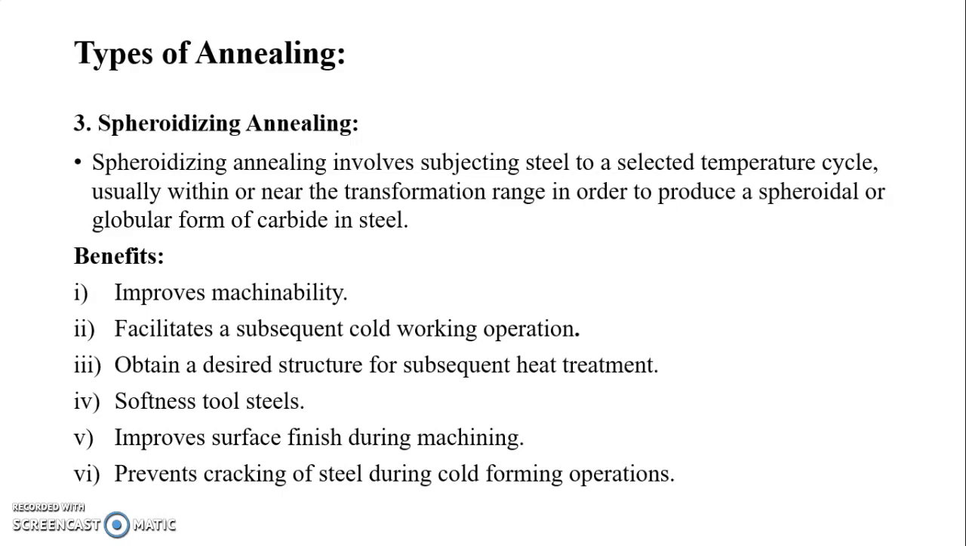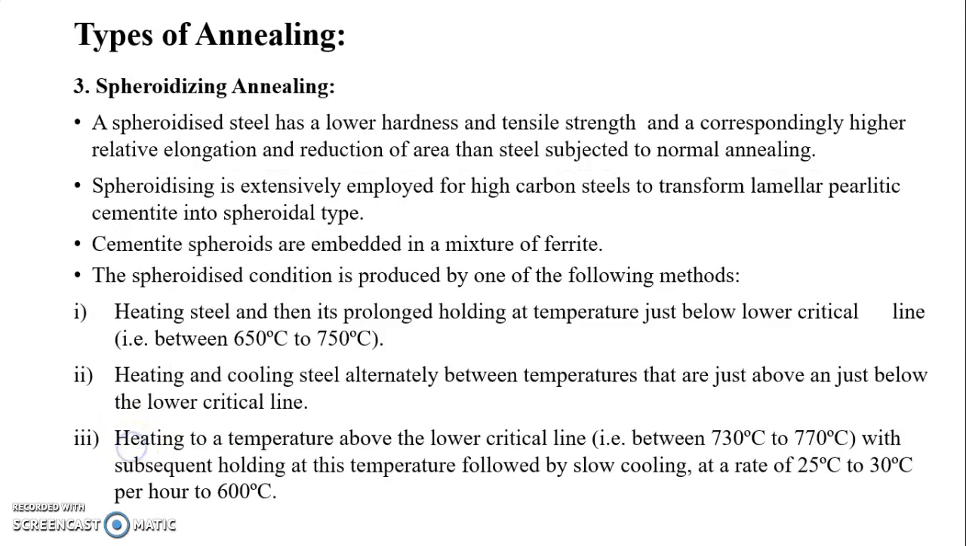There are some benefits of this spheroidizing annealing. The first one, it improves the machinability of any component, then facilitates a subsequent cold working operation, obtains a desired structure for subsequent heat treatment, gives softness to steels, improves surface finish during machining, and prevents cracking of steel during cold forming operations. So these are some of the benefits, or we can say advantages, of spheroidizing annealing.